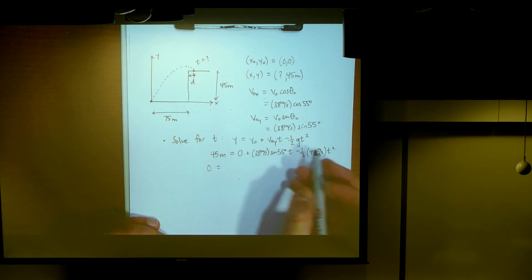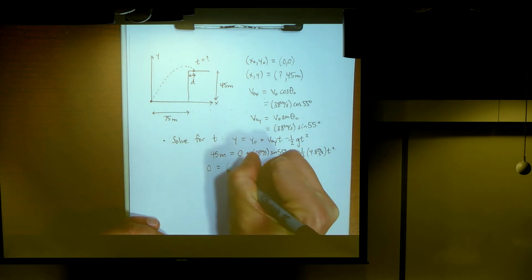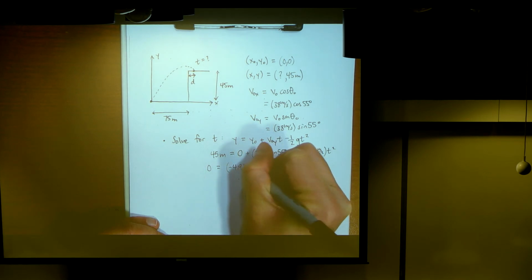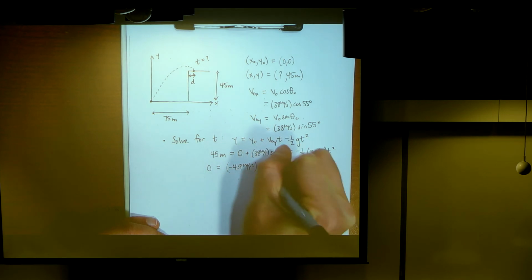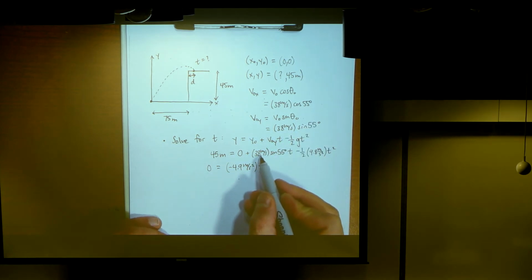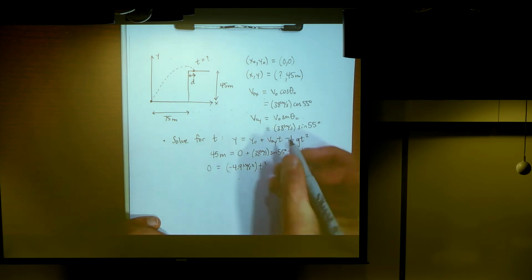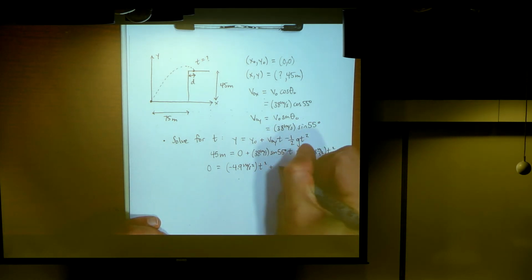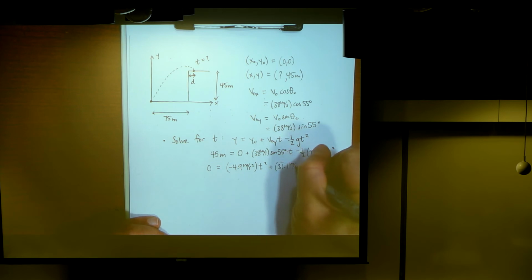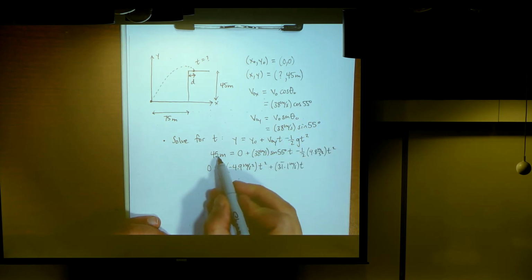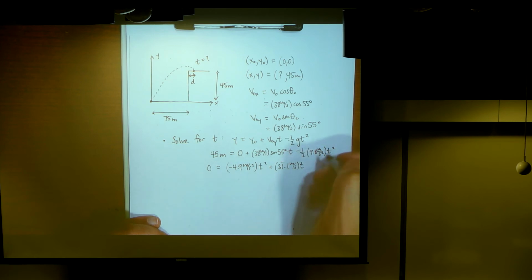So I have minus 1/2 times 9.8, which is minus 4.9 meters per second squared, t squared. Can someone do this real quick? 38 times sine of 55, what is that? 31.1. So this is plus 31.1 meters per second times t. And then remember, I subtracted the 45, so then I have minus 45 meters on this side.